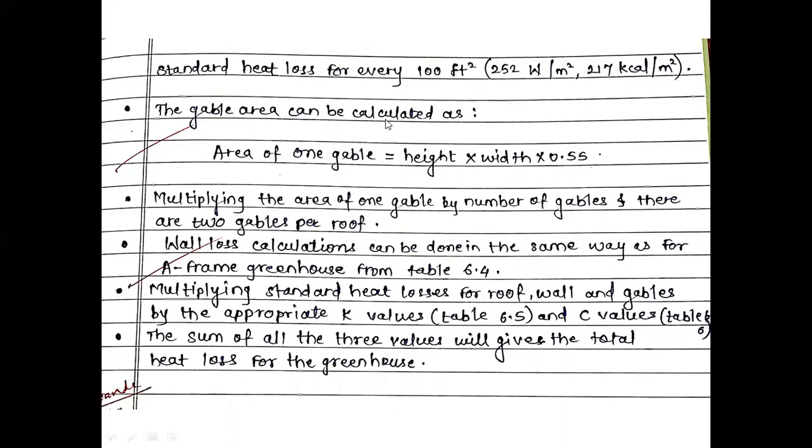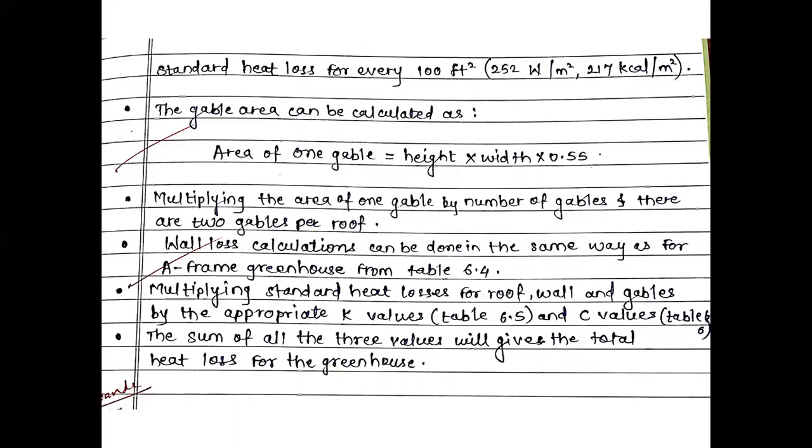So this is the method for calculation of the heat losses for the gutter connected greenhouse. Okay, so here is the formula for area of one gable, height into width into 0.55. So this was about the calculation of heat losses for the greenhouse.